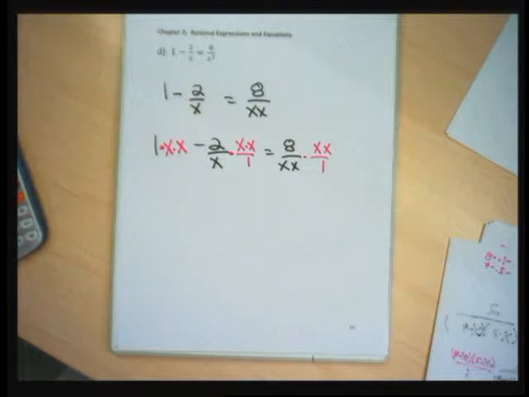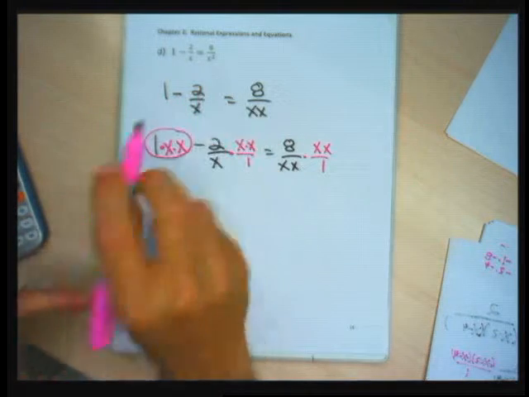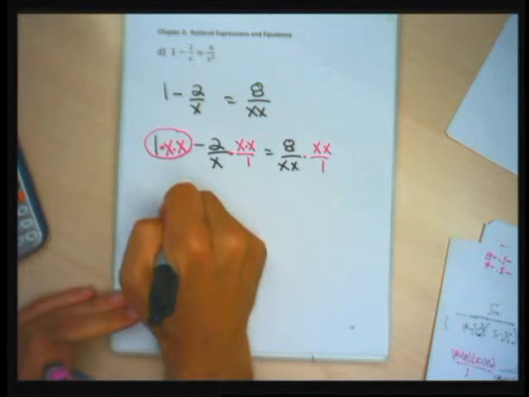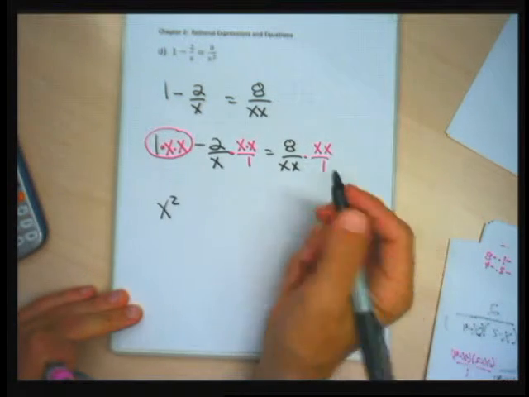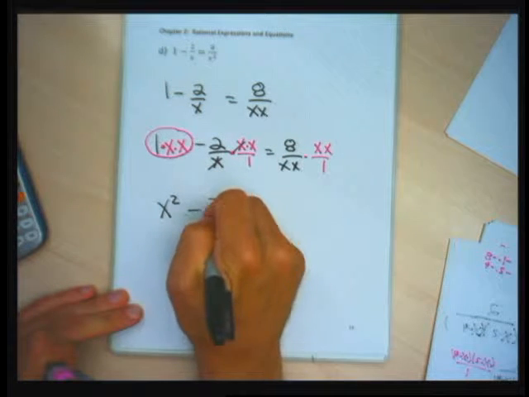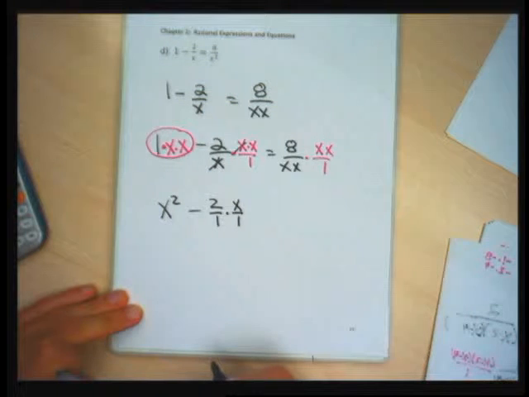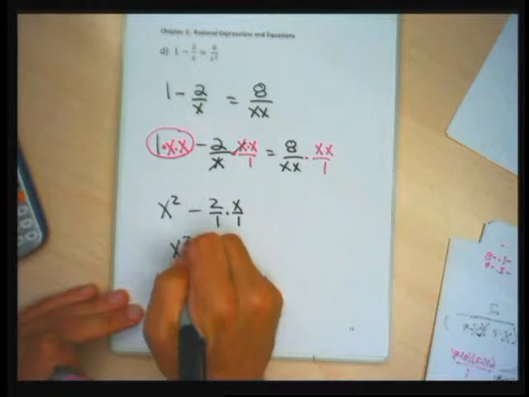And now I'm going to work on simplifying this and clearing the fractions. So this piece right here, 1 times x, that just comes out to be x squared. There's no fractions that were necessary there. Next piece, cancel the x's. I get minus 2 over 1 times x over 1. That's just going to be minus 2x.